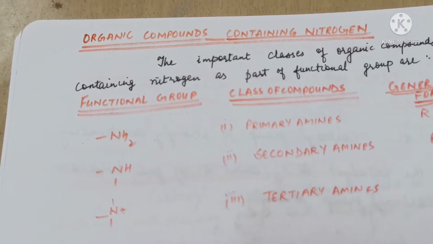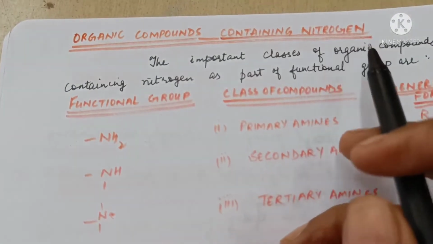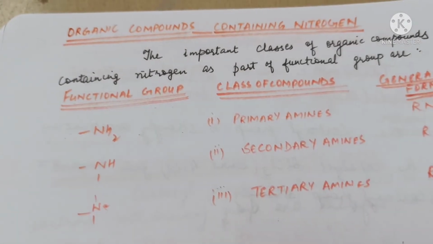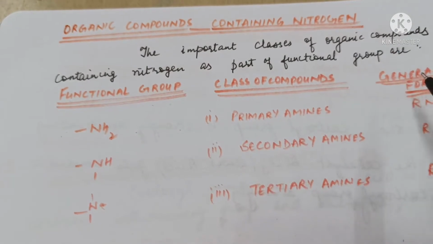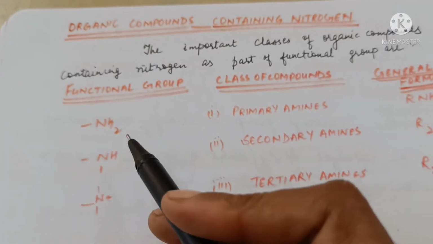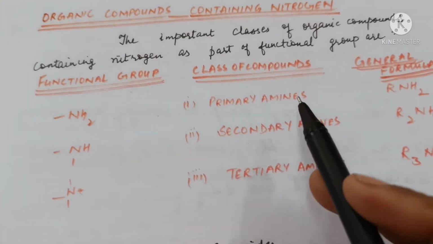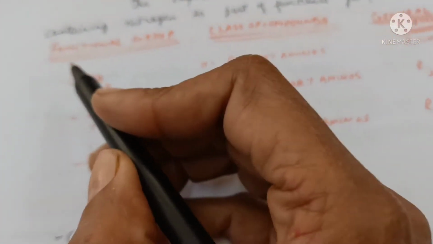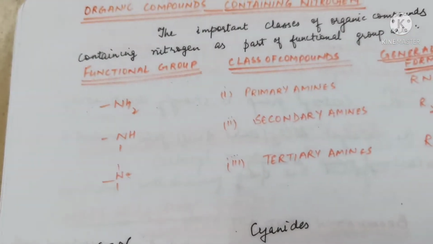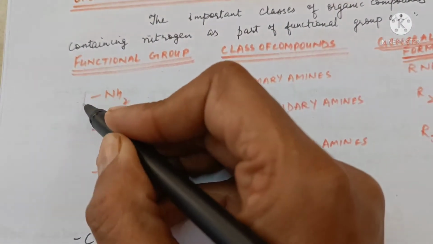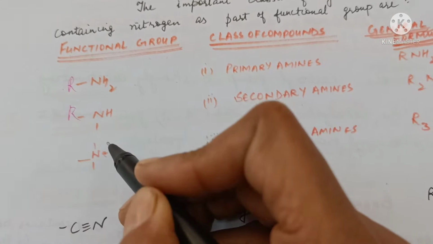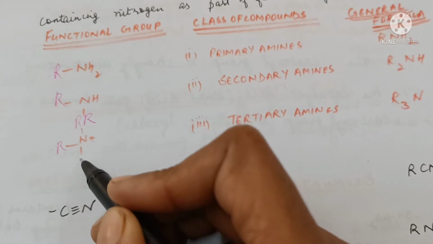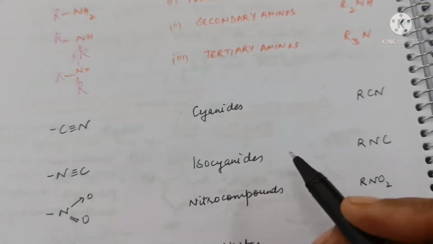Our topic for today is organic compounds containing nitrogen, the 12th unit of your book. The important classes of organic compounds containing nitrogen as part of functional group are amines. Amines can be categorized into three categories: primary amines, secondary amines, and tertiary amines. In primary amines, there is only one alkyl group. In secondary amines, there are two alkyl groups with NH functional group. In tertiary amines, there are three alkyl groups and a lone pair of electrons.